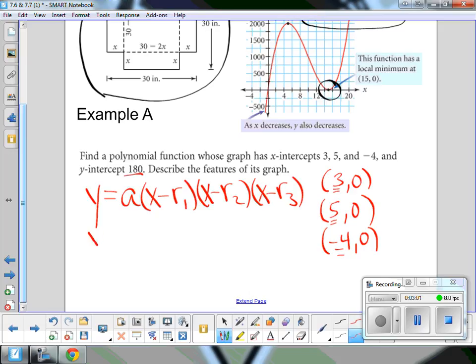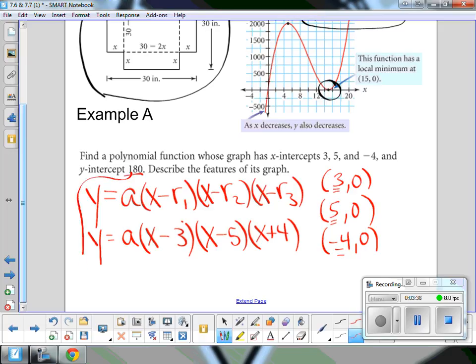Next, leave the A in place, but change root 1 so that it says x minus 3. The next one will say x minus 5. And the last one will say x minus -4, more commonly known as x plus 4. So those are the 3 roots. Now it's time to bring the y-intercept into play. There's always another little bit of information that you need in order to figure out what the dilation is, and that is usually the y-intercept.